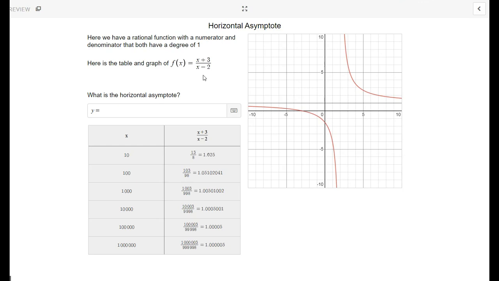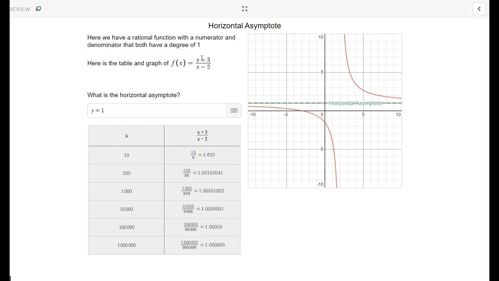So here is a rational function where the degree of the numerator and denominator are the same. They're both 1. And they want you to find the horizontal asymptote. So it looks like it's going through y equals 1. And that kind of checks out. When you look down here, this fraction is getting closer and closer to equaling 1. And that's kind of interesting that that's happening. In fact, that's kind of cool.